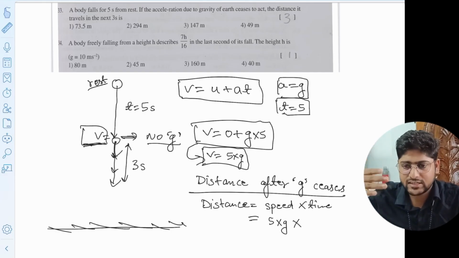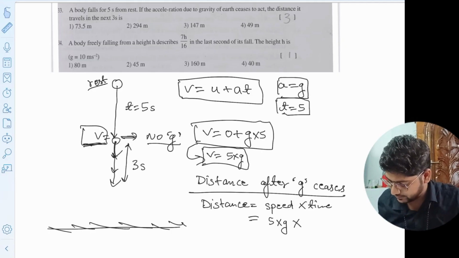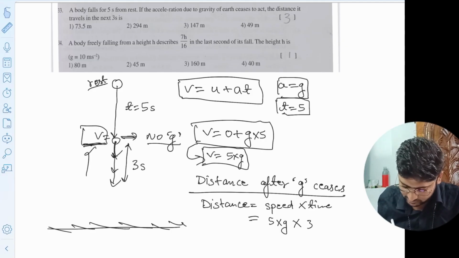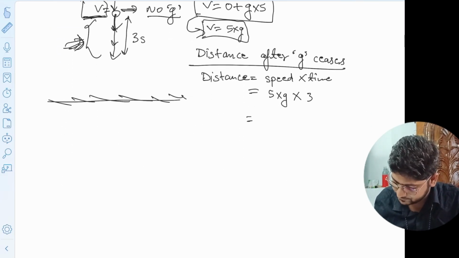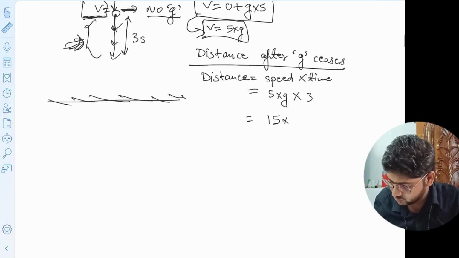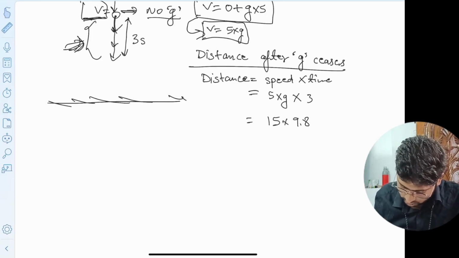Time, how much time? 3 seconds it will continue. We have to tell about 3 seconds. So for this time period of 3 seconds, how much distance will it travel? It will be 3 into 5, 15 into G. G is 9.8, you take. So 15 into 9.8 we can calculate.